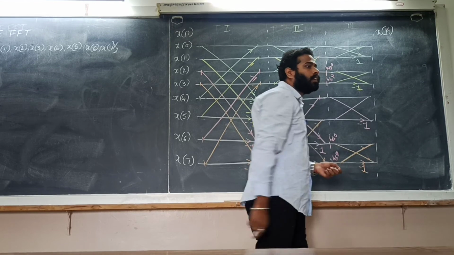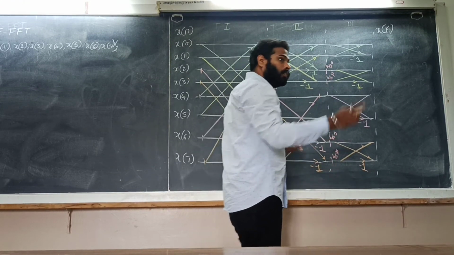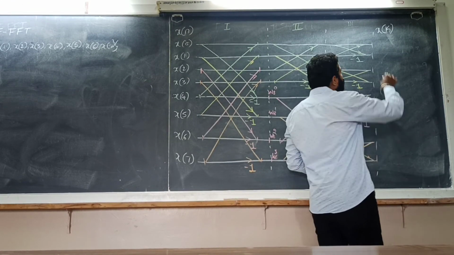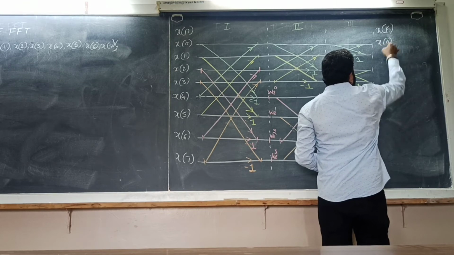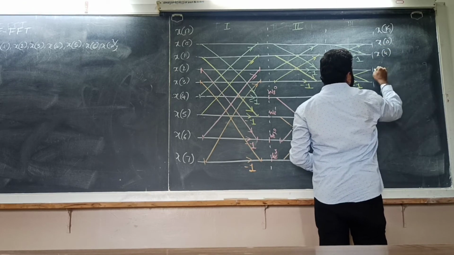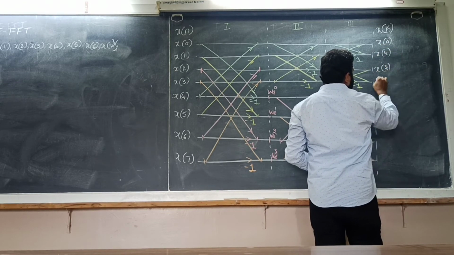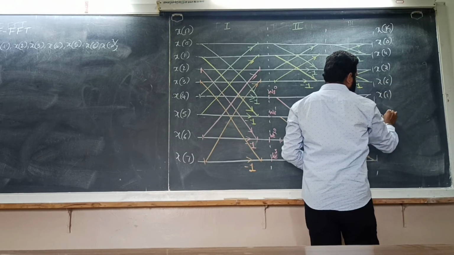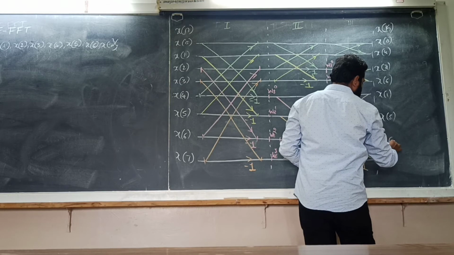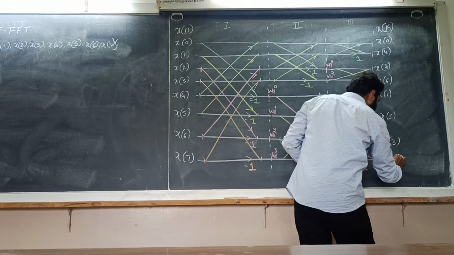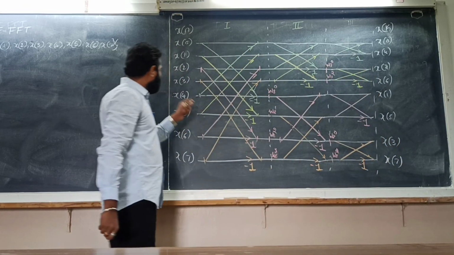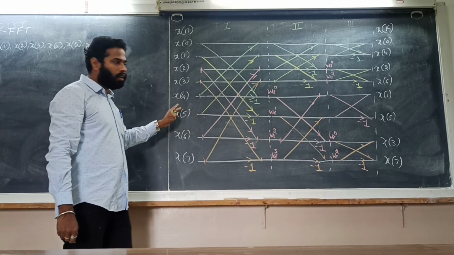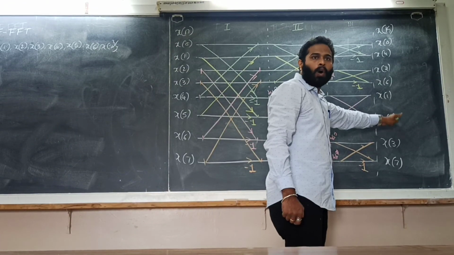Now what is the series? Girish, you know the series? First one, x of n: x of 0, X of 0, X of 4, x of 4, X of 2, x of 2, X of 6, 6, 1, 1, 5, 5, 3, 3, 7, 7. Here inputs are in order, outputs are out of order.